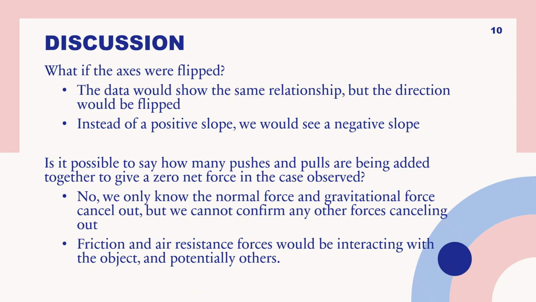And is it possible to say how many pushes and pulls are being added together to give a net force in the case observed? No, we really only know about the normal force and the gravitational force that cancel out, but we cannot confirm that any other forces are canceling each other out. We do see that friction and air resistance forces are acting on the object as the speed does decrease, and there are potentially others, but we're not sure, so we cannot say that they cancel out.